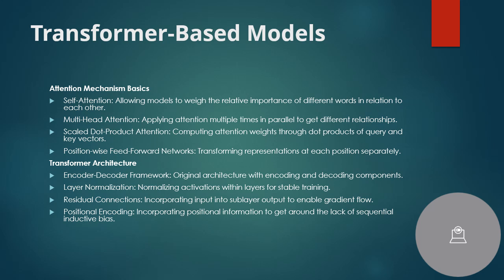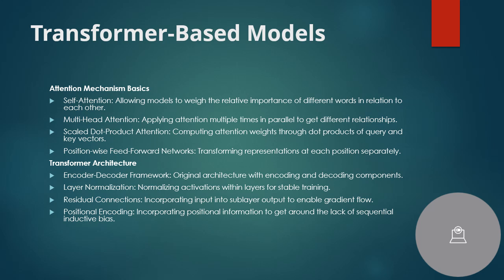Position-wise feed-forward networks process the representation at each position in each sequence. Transformer architecture. The first one is the encoder-decoder framework. The framework in its original form has an encoder to process the input and a decoder to generate the output. Layer normalization normalizes the activations within the layer to stabilize training. Residual connections add the input to the output of sublayers to help with the gradient flow.